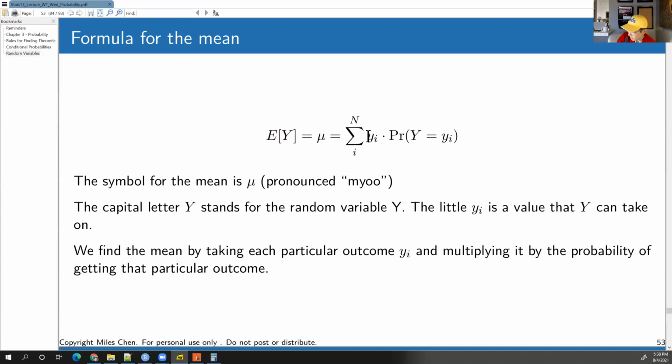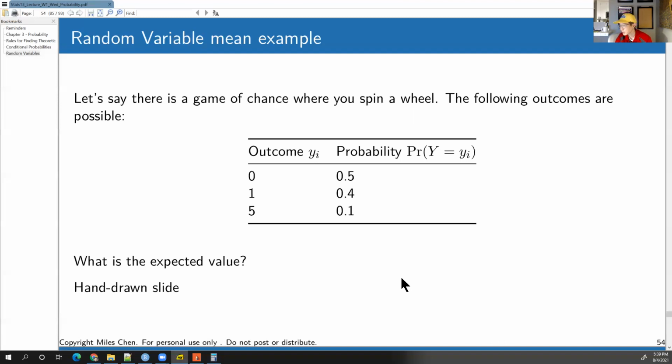And the way we calculate this, you don't need to be worried about the formula, is you take one particular outcome, and there are, I guess, n different possible outcomes. You take the outcome of getting a certain value and multiply it by the probability of getting that value, right? So you find the mean by taking each particular outcome, y_i, multiplying it by the probability of getting that particular outcome, and then adding them all up.